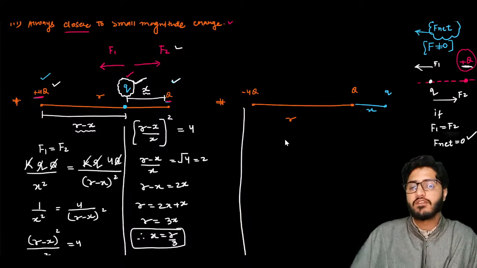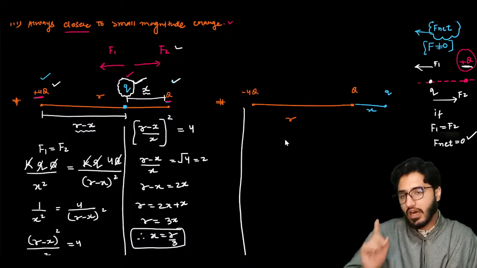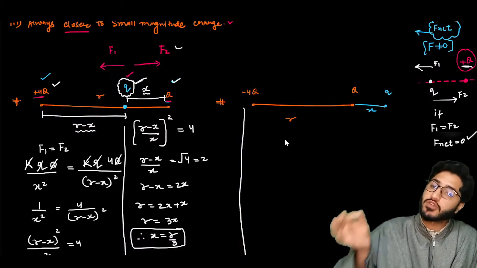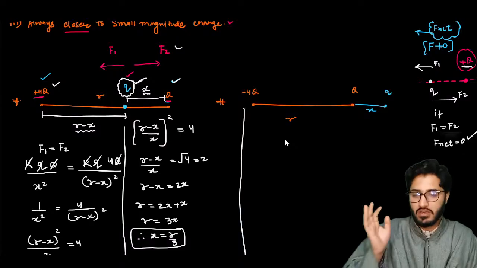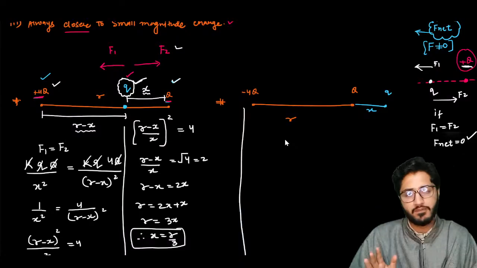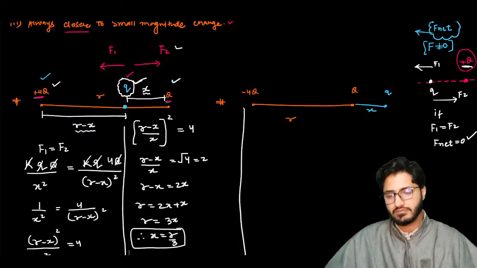This is how we will find the equilibrium position. And always remember one thing, that we need to measure the distance from the smaller one only. We need to measure distance from the smaller one only. Okay, in the same way we have the next numerical.